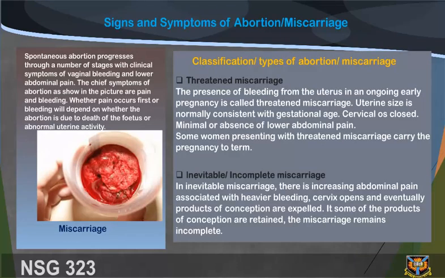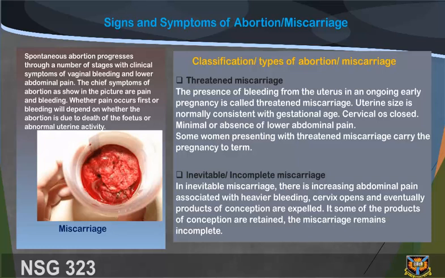Signs and symptoms of abortion or miscarriage. Spontaneous abortion progresses through a number of stages with clinical symptoms of vaginal bleeding and lower abdominal pain. The chief symptoms of abortion, as shown in the picture, are pain and bleeding. Whether pain occurs first or bleeding would depend on whether the abortion is due to death of the fetus or abnormal uterine activity.